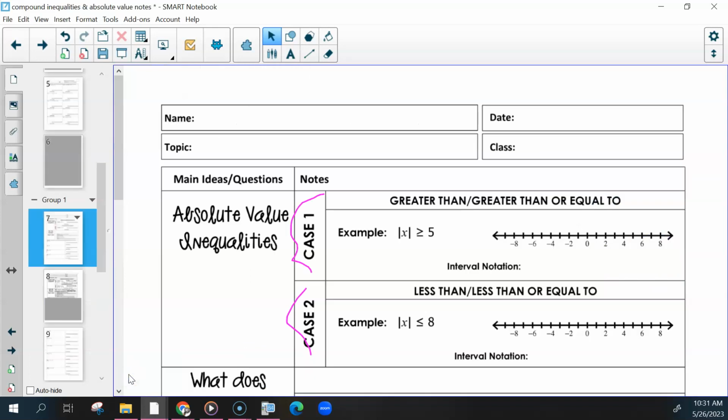So everyone should have these notes in front of you. This is the second objective of Unit 10, the last unit we're doing, the last lesson for the year. This is very similar to what we did last class on absolute value equations, but now it's inequalities, so it's slightly different.